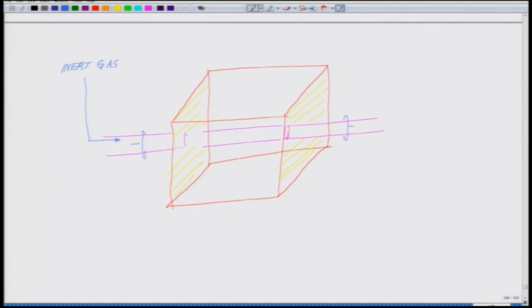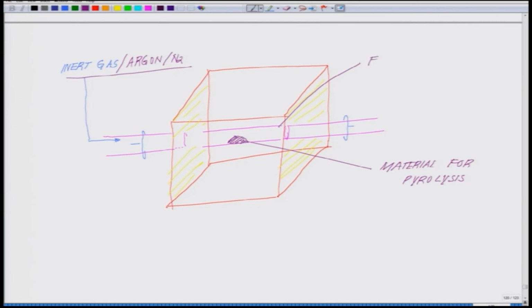Now, say for example, you have a material which you need to pyrolyze. So, I am putting the material like this. This is the material for pyrolysis. And you have the inert gas in the form of argon or nitrogen, you can use as the inert gas. So, you are making this whole chamber free of oxygen. So, this is an anaerobic environment. There is no oxygen out here, and around this there is a heating element whose temperature you can control from outside. So, here is the heating element.